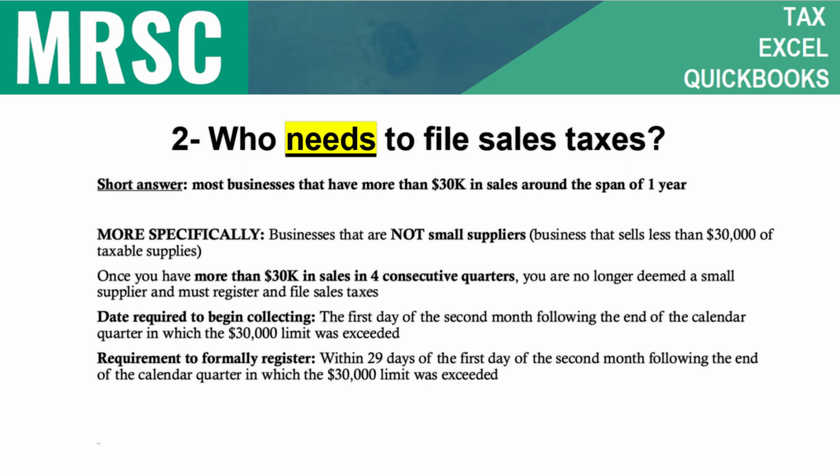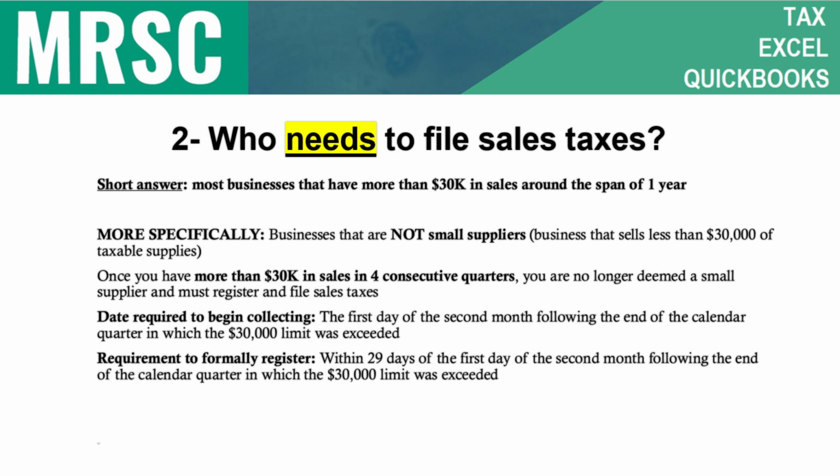And the answer to that question is, in short, most businesses that have more than $30,000 in sales around the span of 1 year. So there's a more specific answer. And the more technical answer is the ones that need to register for sales taxes are businesses that are not small suppliers. That is, businesses that sell less than $30,000 of taxable supplies within 4 consecutive quarters. We're going to look at how that works exactly with a real example.